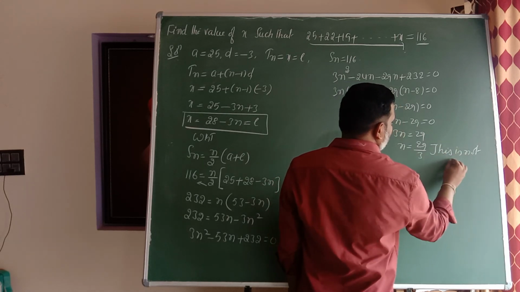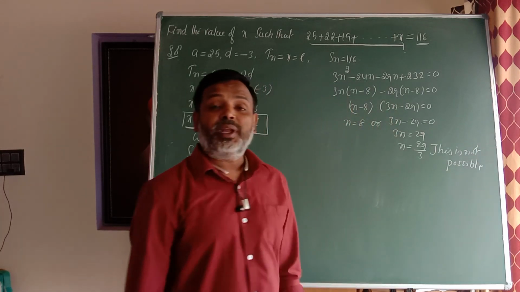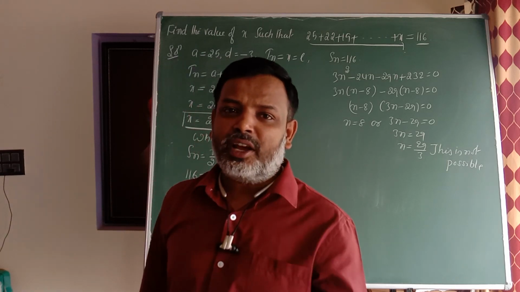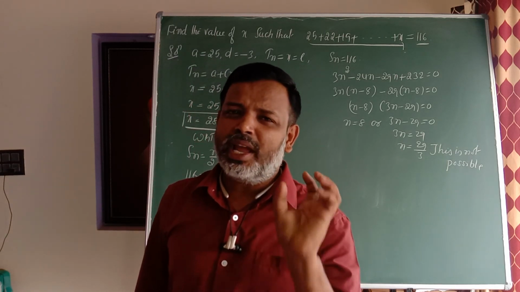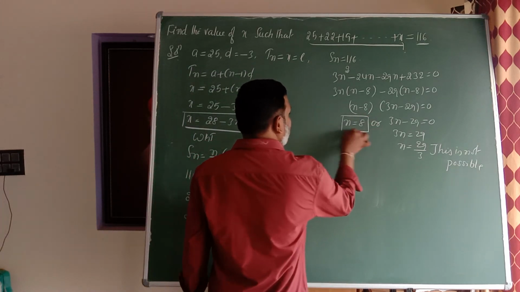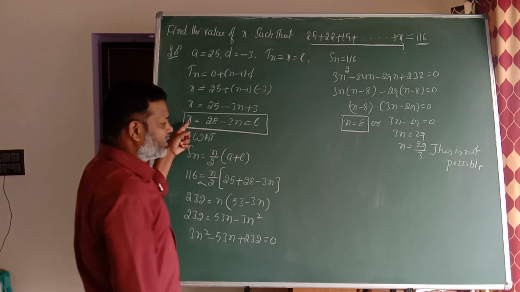Think once again. Why? Because n is nothing but the number of terms. The number of terms cannot be negative, and it cannot be a fraction. It is only a positive whole number. Okay, now we have to consider n is equal to 8. So just replace the value of n here, and you will get the value of x.